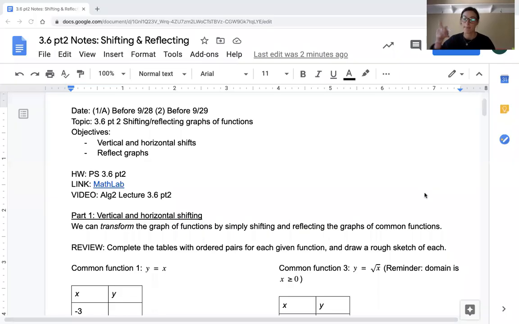Okay, back at it with 3.6, part 2, shifting and reflecting. So this is over the weekend, so 1 and A should get this done before Monday, 9/8, and 2 should get this done before Tuesday, 9/29. Where did September go also? Like, what? 9/29 already? So this is 3.6 part 2, shifting, reflecting graphs of functions, and our objectives are vertical and horizontal shifts and reflecting graphs.